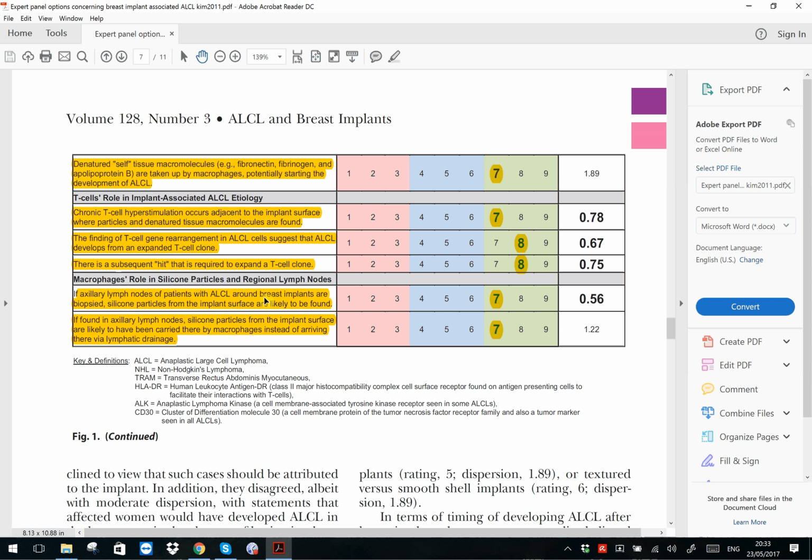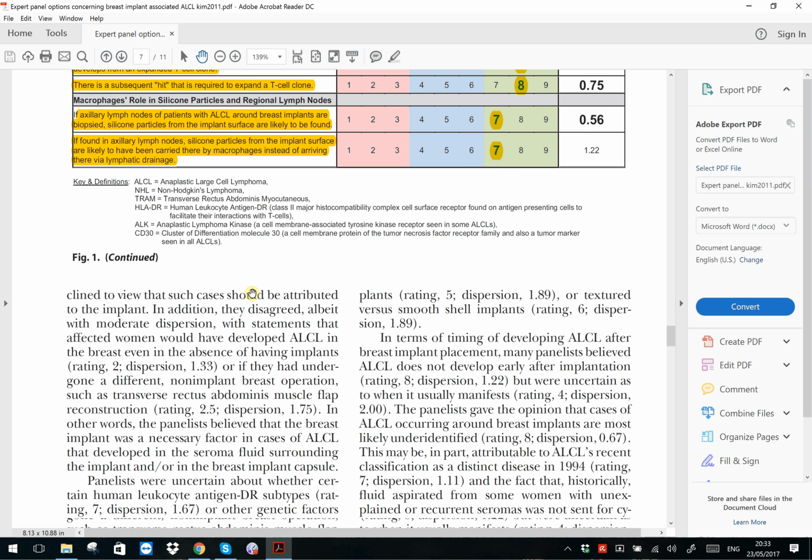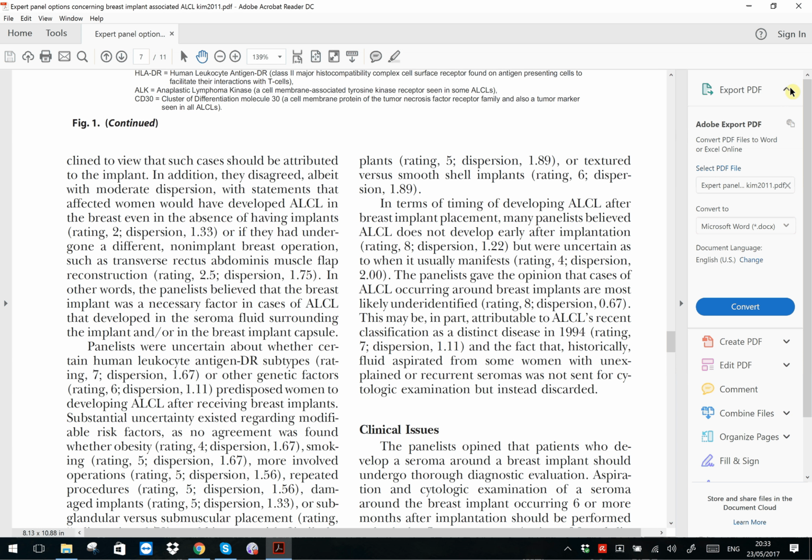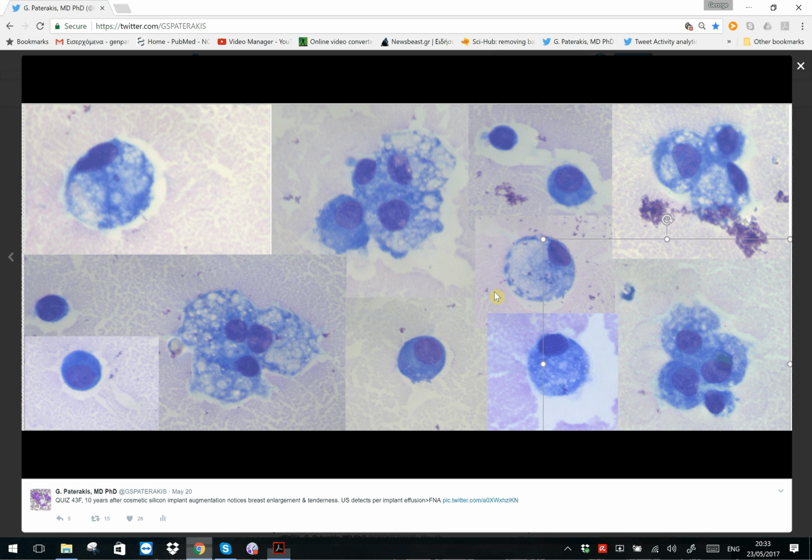And of course, we come to the final option that points to an implant benign seroma, benign, but potentially leading to oncogenesis. So the question is, should the caring surgeon remove the implant and the capsule?